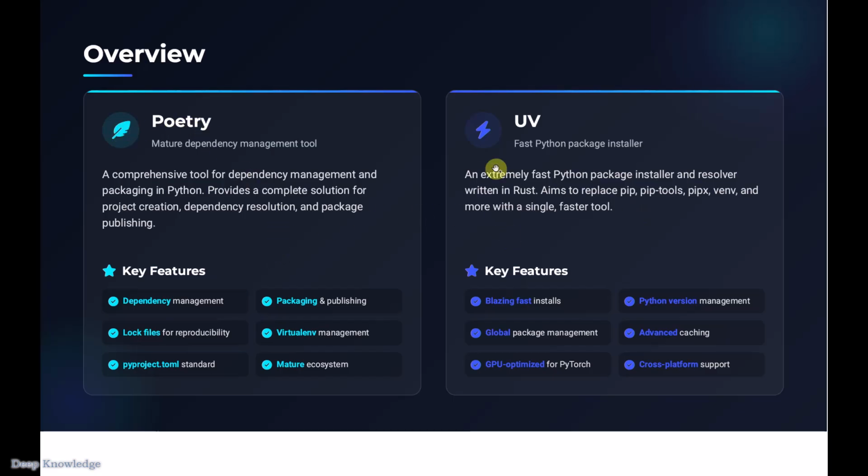And UV is a fast package installer and resolver written in the Rust language. It's designed to replace tools like pip, pipx, pip-tools, and venv by offering an extremely fast workflow.